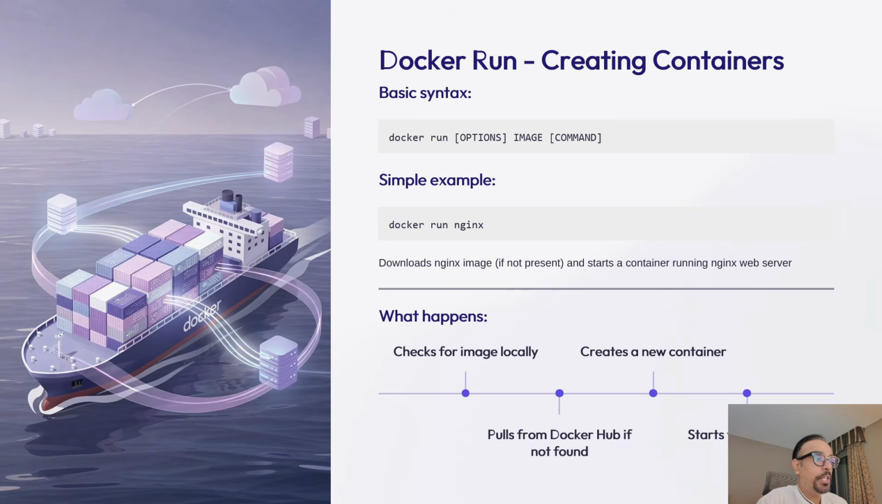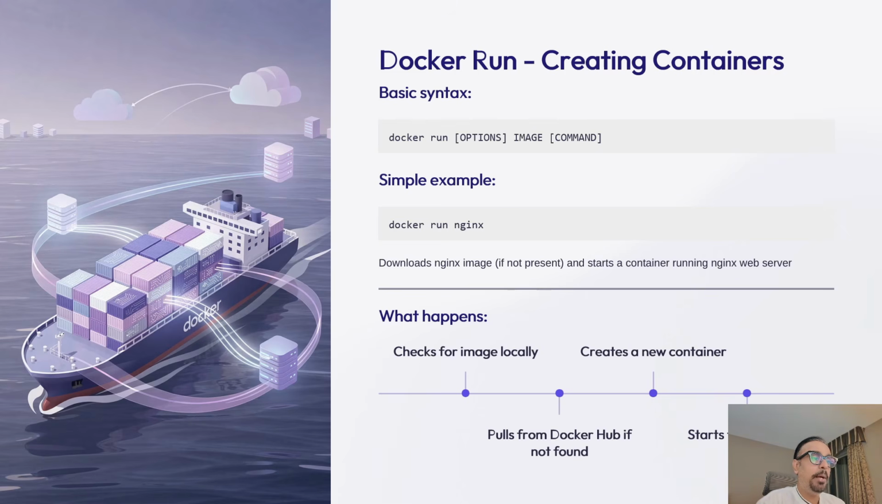So let's start with the most important Docker command, Docker run. This is the command you will use constantly because it creates and starts your container. The basic syntax is very simple, Docker run followed by the image name. So let's take an example of Docker run Nginx. What it is going to do is start an Nginx web server for you.